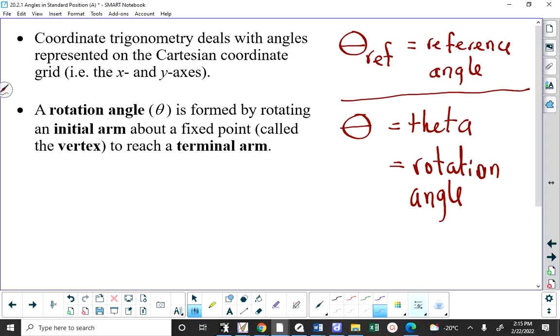By the way, terminal arm is called the terminal arm because terminal means ending. When you land at an airport, the plane taxis to the terminal. That's where the term terminal comes from.